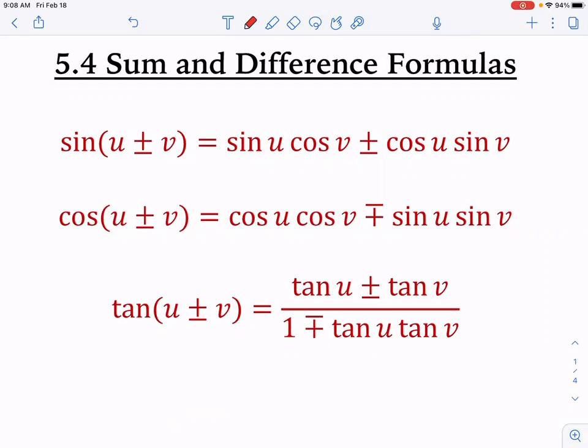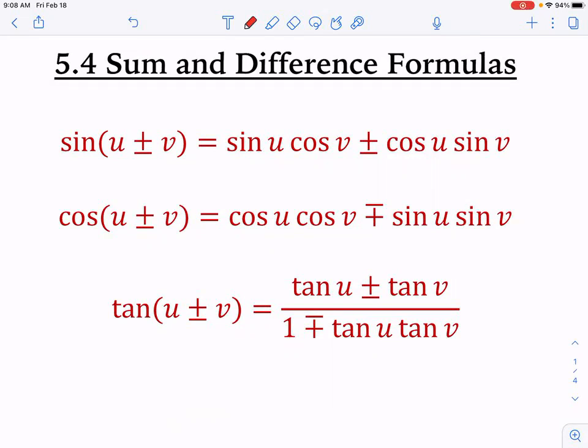if we are adding or subtracting inside of a trig function, just like how we could not break apart a radical, we cannot break apart a sine, cosine, or tangent if there's addition or subtraction inside. So we need identities. If we have u and v added or subtracted inside of sine, this is how we're going to apply it: the sine of u, the cosine of v, plus or minus the cosine of u, the sine of v.